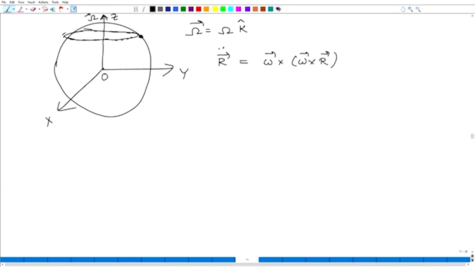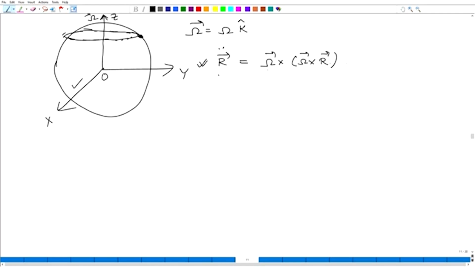This is just the motion of this person with respect to this capital X, capital Y, capital Z frame of reference, and this is a motion where it is actually having a position vector R and it is moving with an angular velocity capital omega.